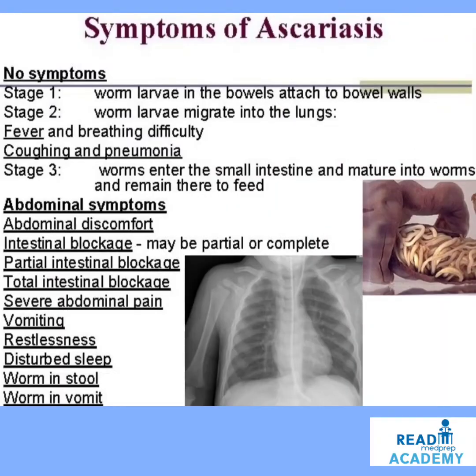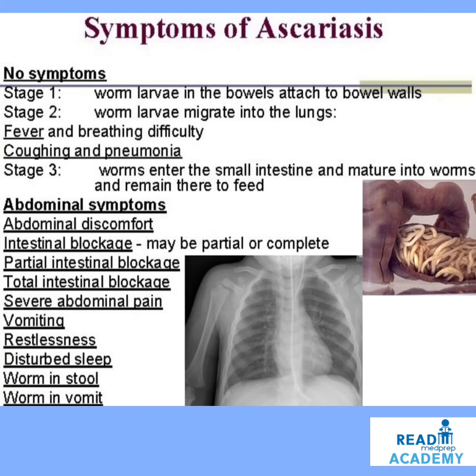The symptoms of ascariasis summed up here: no symptoms initially. Later on, stage 1, worm larvae in the bowels attach to the bowel walls. In stage 2, the worm larvae migrate into the lungs, where the child or the adult has fever, breathing difficulty, coughing and pneumonia. In stage 3, the worms enter the small intestine and mature into adult worms and remain there to feed.